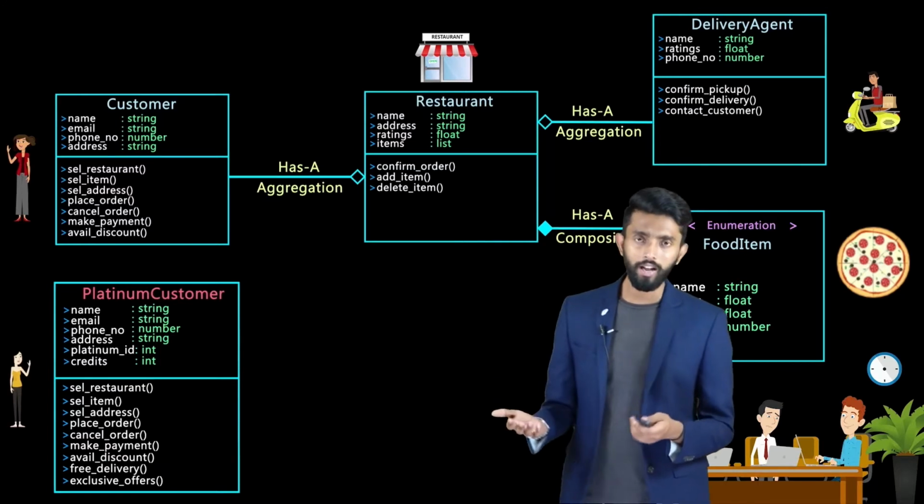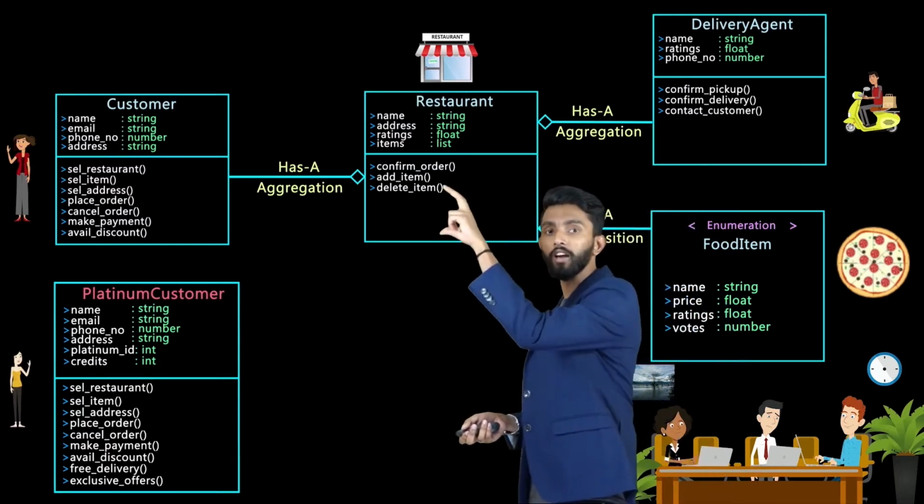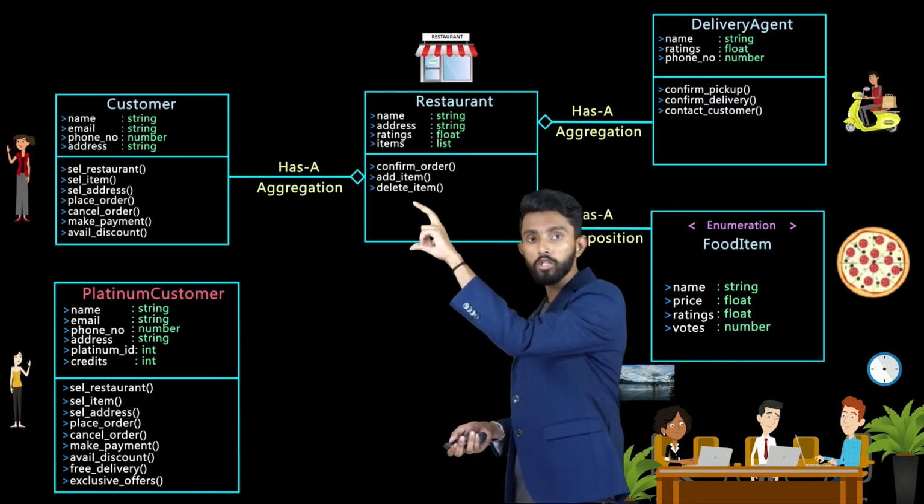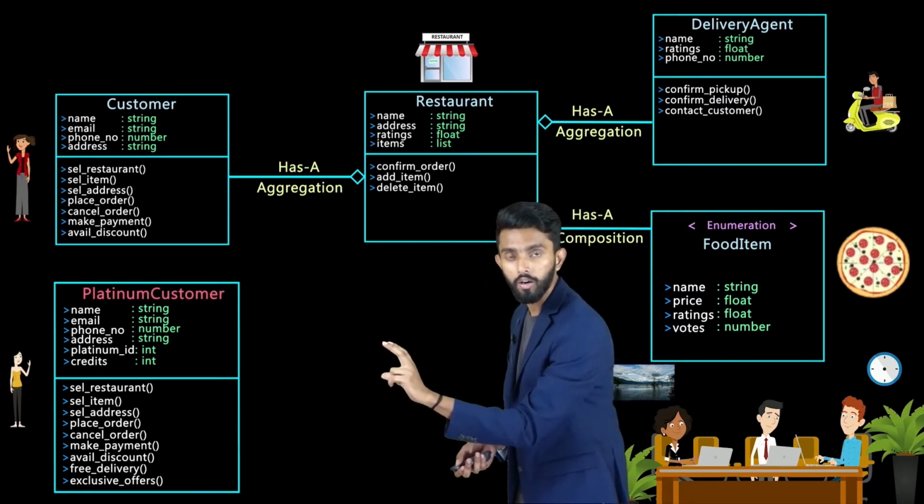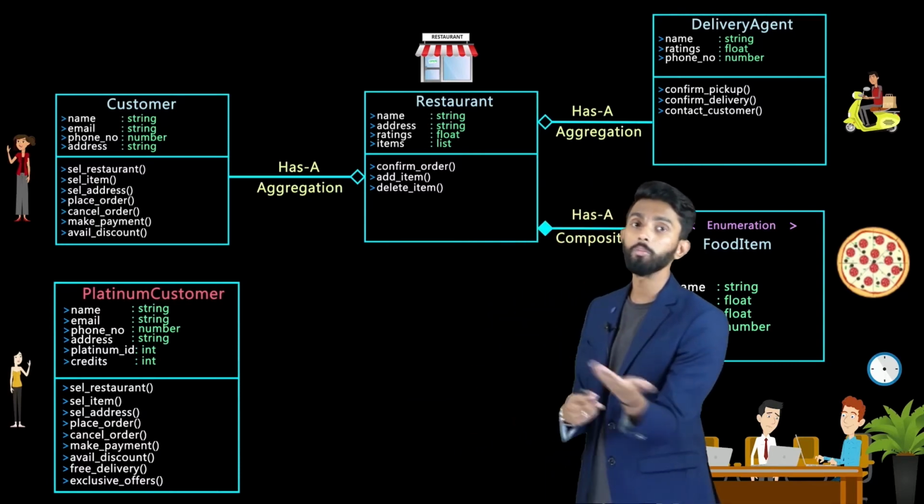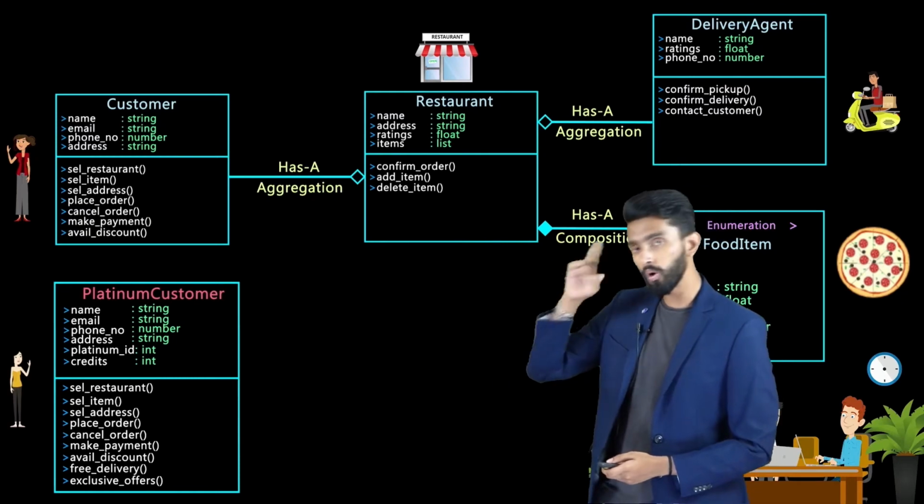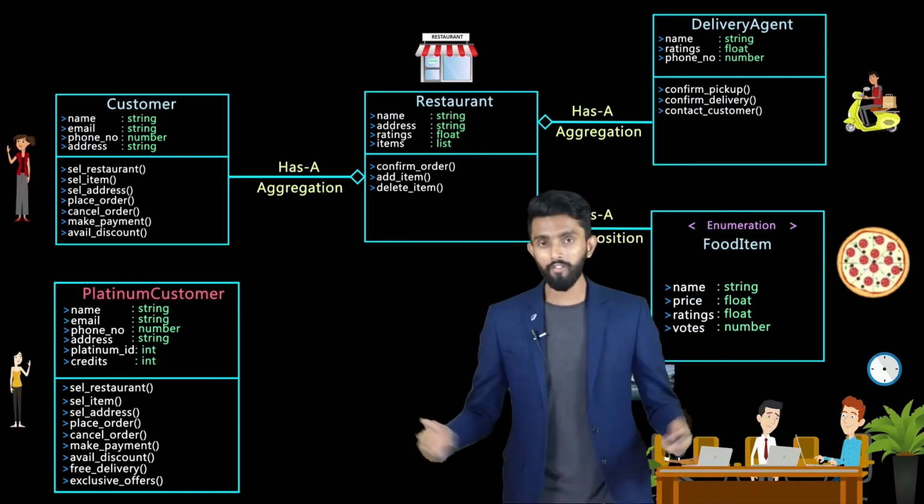Then if it is exactly the same, don't you think it would be common sense that you can take the code which you had written for customer, reuse it here, and just add that extra features which makes a platinum customer different from a customer? Don't you think code reusability would have been the way to go? Is there a way to do it?